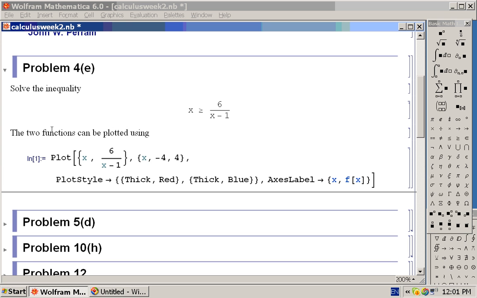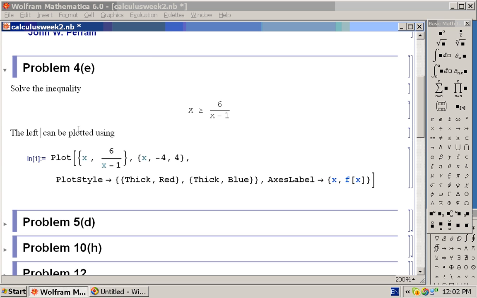So the two functions, the left and right hand sides, can be plotted using this. So let's plot that, and we can see that this is the left hand side and this is the right hand side, so it's all good, and we want the first graph to be plotted in red and the second one in blue. So let's do that.